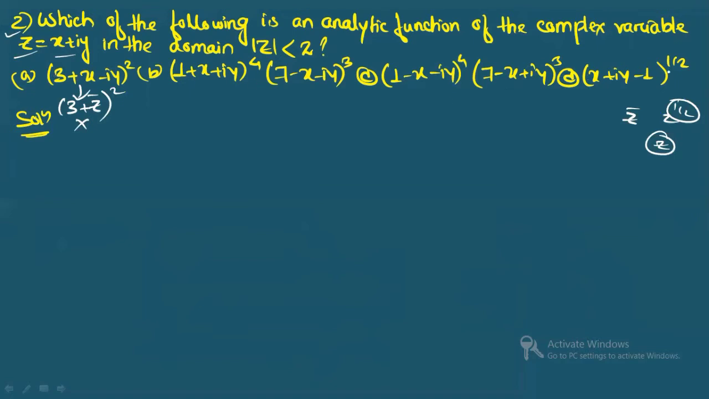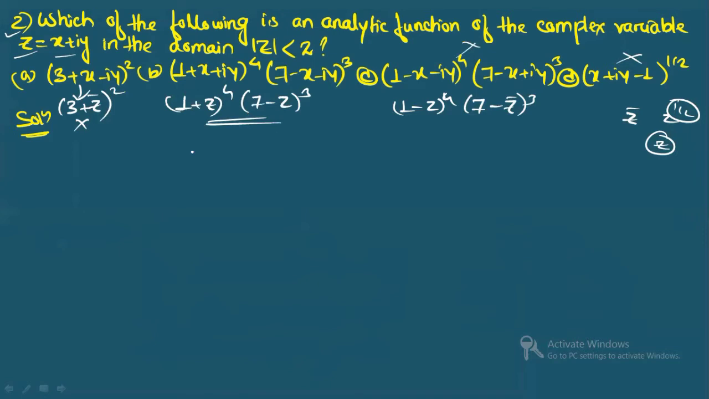And the last option D is to the power 1 by 2, so this will also not be analytic. Now we are left with B and C. Here this is 1 plus z to the power 4, which will give you 7 minus z whole cube. And here this will give you 1 minus z to the power 4, and here you will get 7 minus z bar whole cube. So option C is also not analytic. Which is analytic? Option B. Clear?